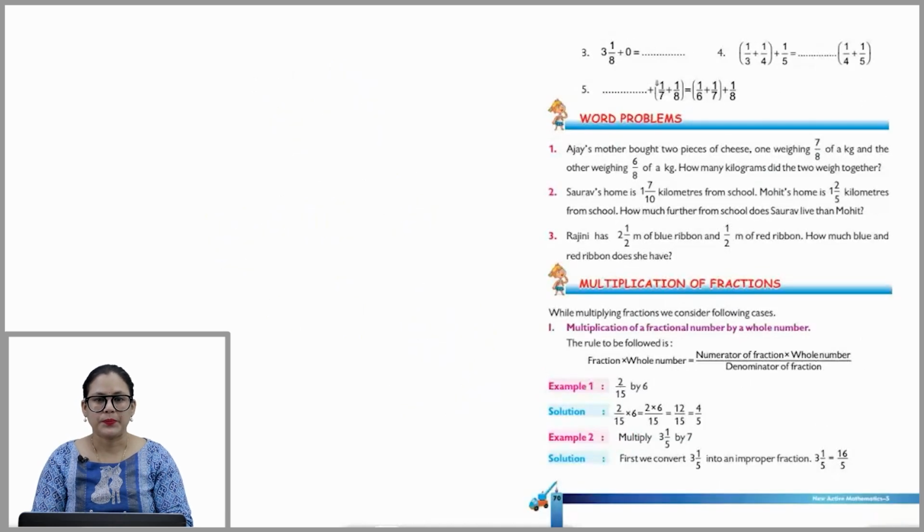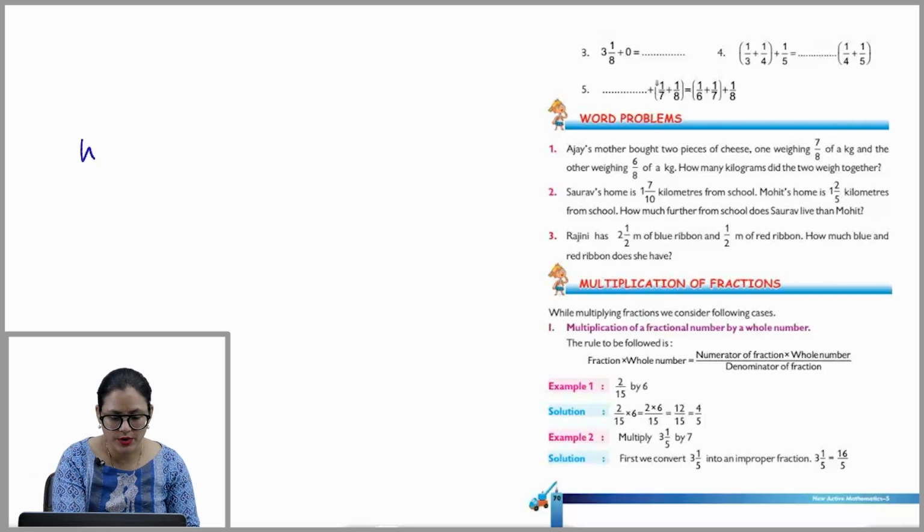Word problems. Ajay's mother bought 2 pieces of cheese, one weighing 7 by 8 of a kg and the other weighing 6 by 8 of a kg. How many kilograms did the 2 weigh together? Okay. 2 pieces of cheese were bought by Ajay's mother and we have to find out the total weight.